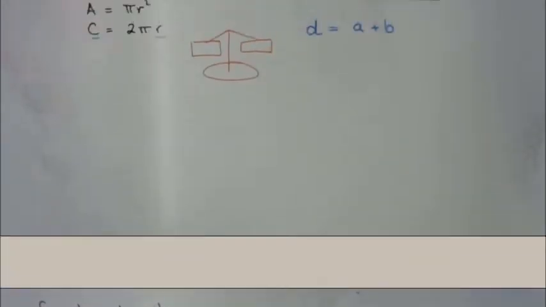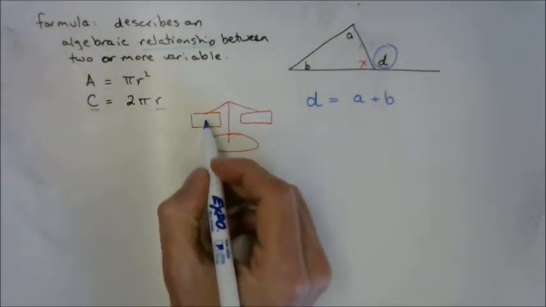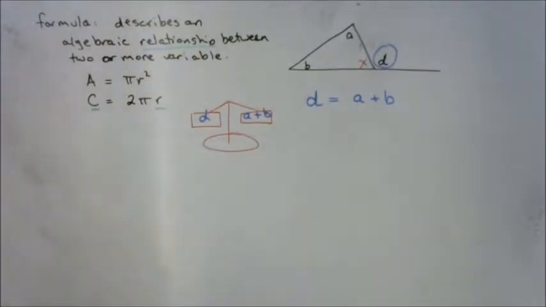All right, our goal is to rearrange this formula to express a in terms of d and b. So right now we have d isolated on the left. Our goal is to have a isolated. Right now a is attached to b. Okay, so we're just learning how to rearrange formulas. So look, if I write what I have in our scale, we've got d on one side, and we have a plus b on the other side.